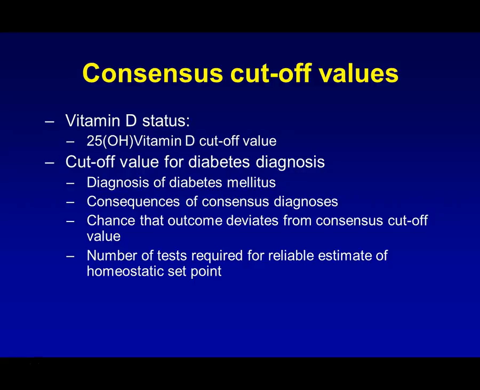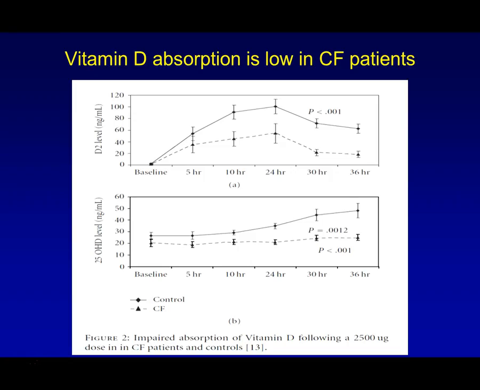In line with that, we discussed the number of tests that are required for a reliable estimate of the homeostatic set point. We go back to Christine Fransen. Christine has CF, and vitamin D absorption is low in CF patients.